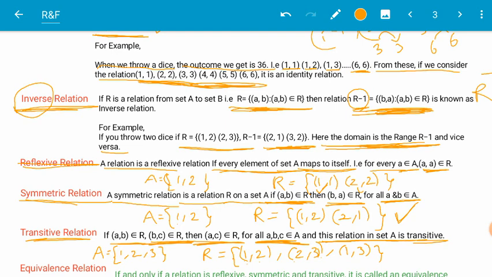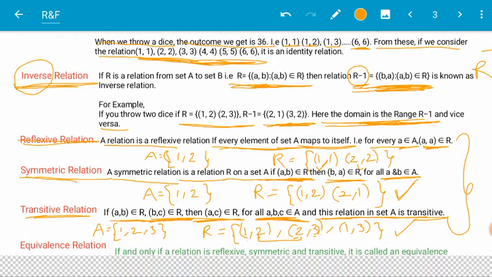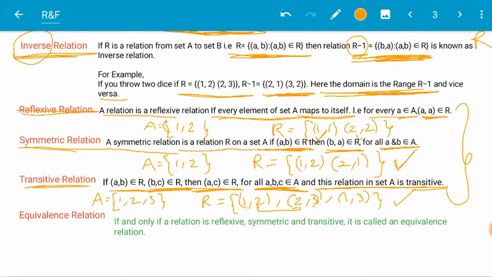This is A, this is B, here B, here C. Since (1, 2) and (2, 3) are there, the remaining (1, 3) should be there. If it is there like that, we can call it transitive. Otherwise it is not transitive. Hope you understand. These three are very important: the first one reflexive, the second one symmetric, the third one transitive.